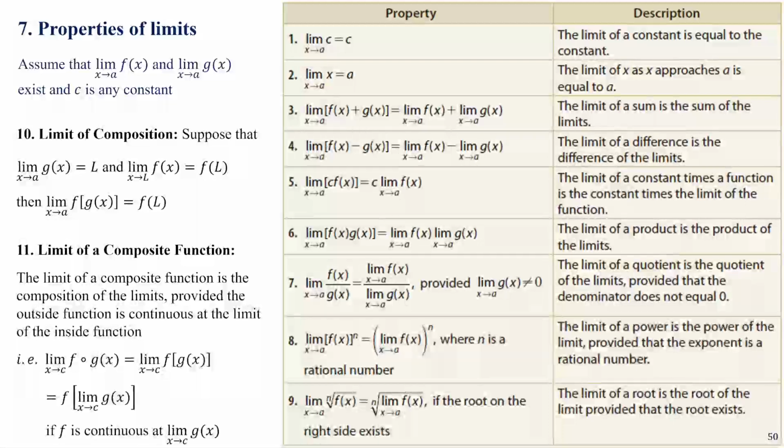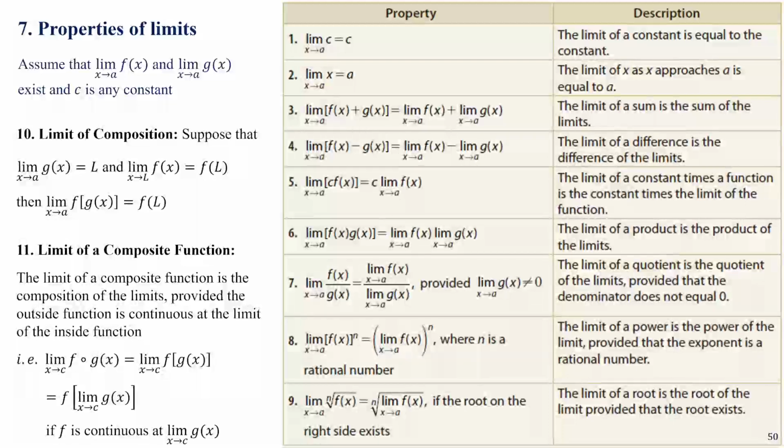Limit of composition. Suppose that the limit of g(x) when x approaches a equals L, and the limit of f(x) when x approaches L equals f(L). Then the limit of f(g(x)) when x approaches a will give you f(L).